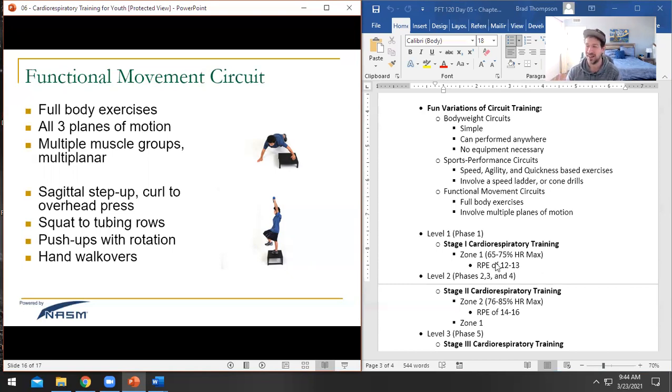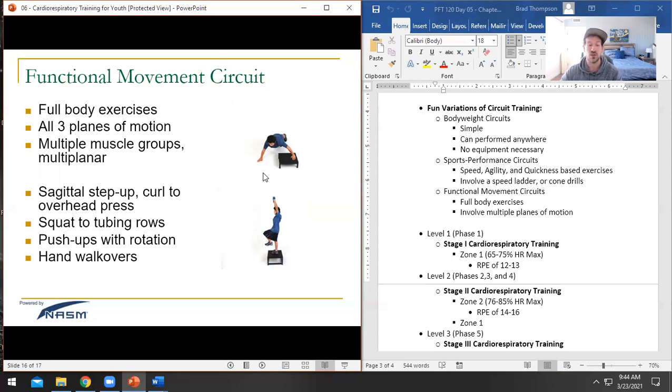Functional movement circuits are all the kind of weird, funky stuff that falls between OPT levels, right? Now, a sagittal step up curl to overhead press, and then he's doing a step up to balance curl to overhead press. That's very much a total body movement. This would be totally a stabilization exercise.